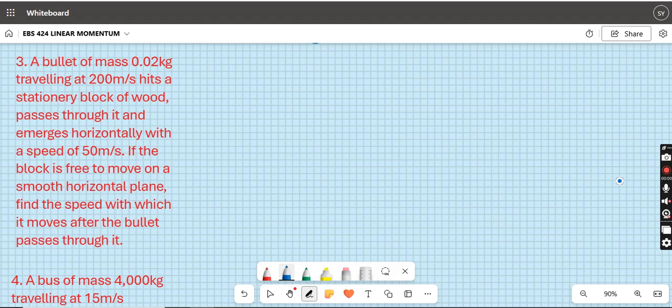A bullet of mass 0.02 kg traveling at 200 meters per second hits a stationary block of wood, passes through it, and emerges horizontally with a speed of 50 meters per second. If the block is free to move on a smooth horizontal plane, find the speed with which it moves after the bullet passes through it.